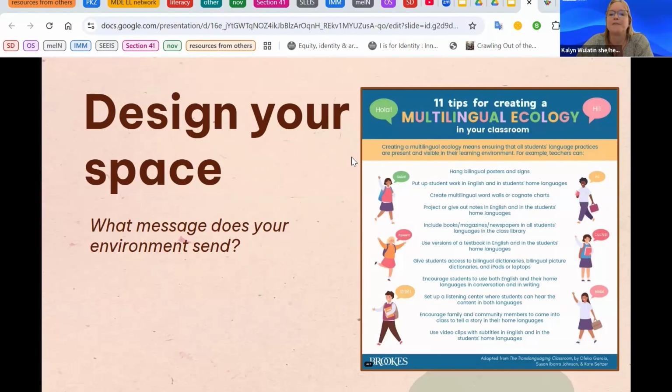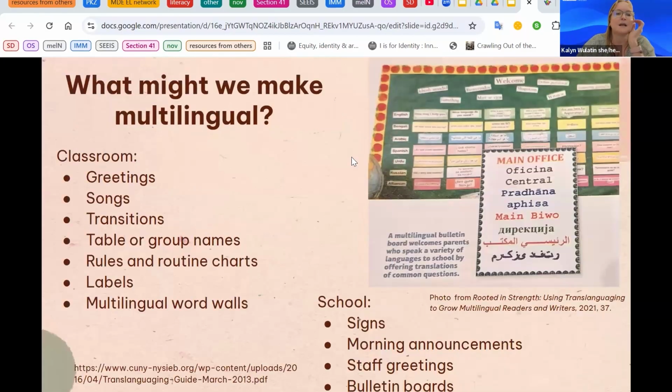So thinking about this, this chart gives you some ideas about things you can have up that make your environment multilingual, in your classroom or in your school or in your office or whatever your context is. So we start asking ourselves, what might we make multilingual? Some of the easiest things to start with are greetings. Can you learn a few words in the languages of your students?